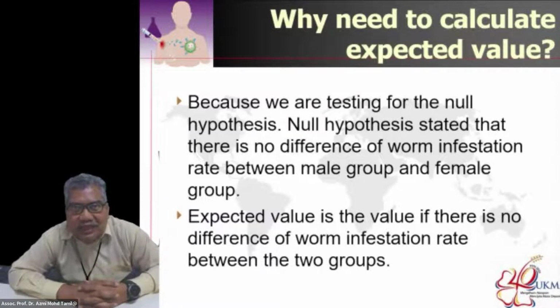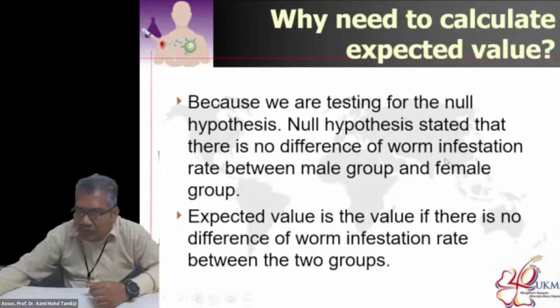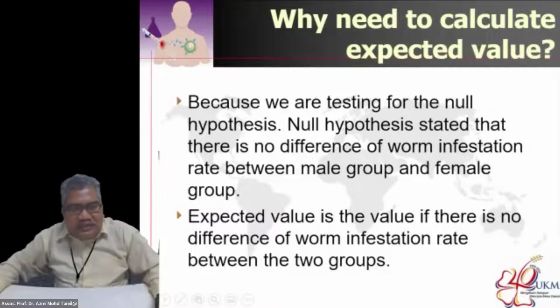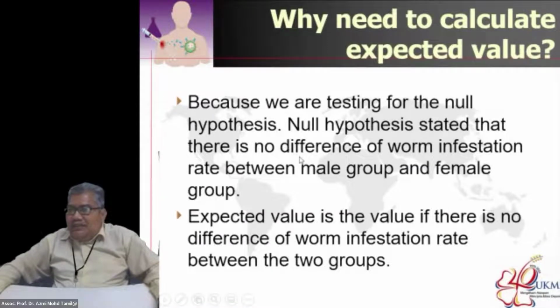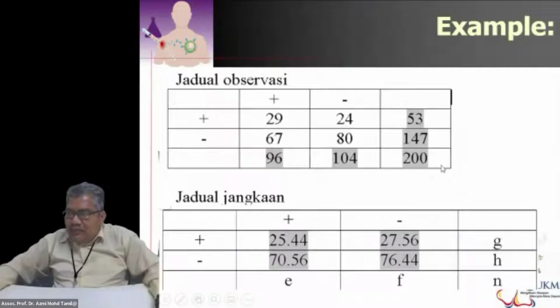Because we are testing the null hypothesis, which stated that there is no difference of worm infestation between the male group and female group. Expected value is the value if there is no difference of worm infestation between the two groups. Remember, null hypothesis stated no difference. So if this is a study about worm infestation between male and female, the null hypothesis is there is no difference of worm infestation between male and female group. So if there is no difference, therefore the rate should be the same.